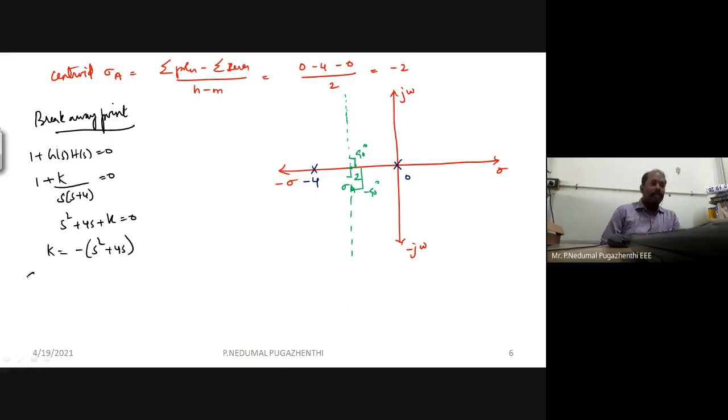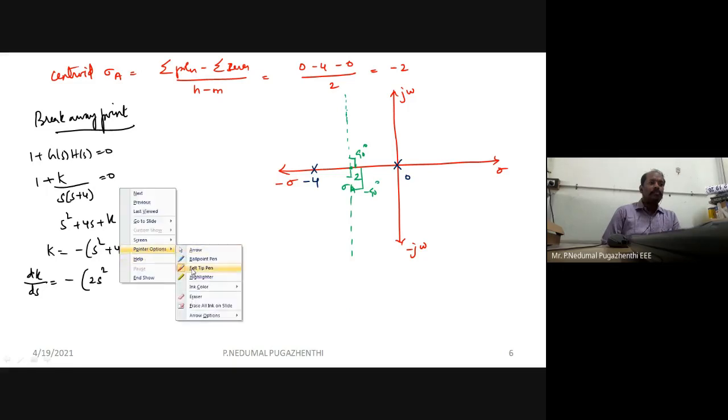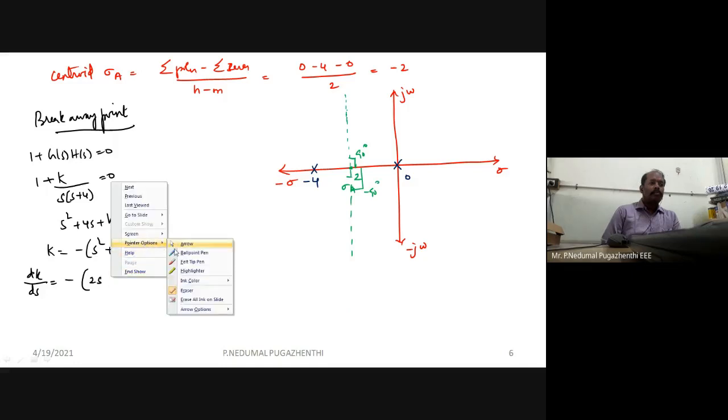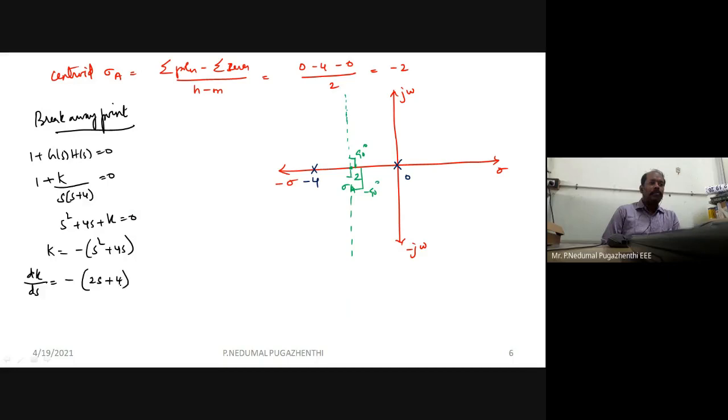So let me find dk by ds, minus of 2s plus 4. If you put dk by ds is equal to 0, you will get 2s plus 4 is equal to 0, which implies s is equal to minus 4 by 2, which is s is equal to minus 2. So what does that mean? The breakaway point is this minus 2.